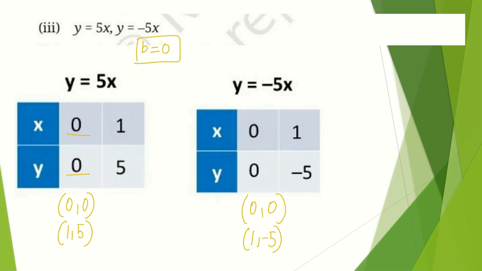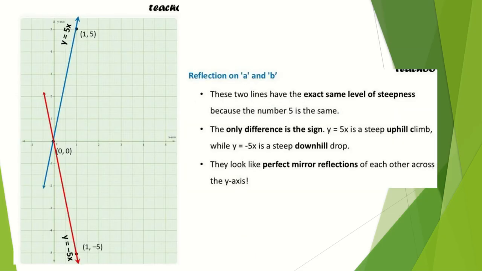Now with the drawing itself, you can see both have b equal to 0. So where will be the y-intercept? Can you tell me where the y-intercept will be? The y-intercept will be at the origin only. Right? Okay. Now here is the drawn figure. So you can see this is 0, 0 and 1, 5. So when you join this line, this is the graph of y equal to 5x. Here is 0, 0 and here is your minus 5. So the red color is the line for y is equal to minus 5x.